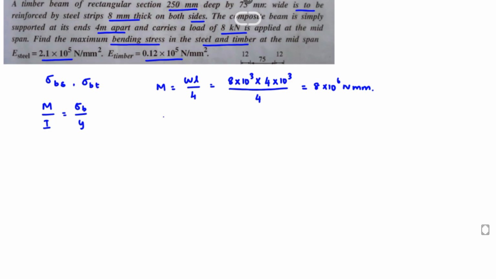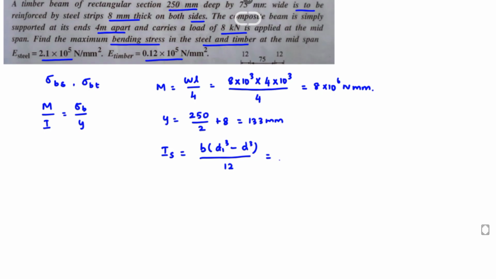Next we can find out the y value. So y is the height 250 divided by 2, plus 8, the 8 mm thickness. So now we get the value of 133 mm. Next is I for steel, which is equal to b into d1 cube minus d cube, divided by 12. Now we can substitute all the values over here.